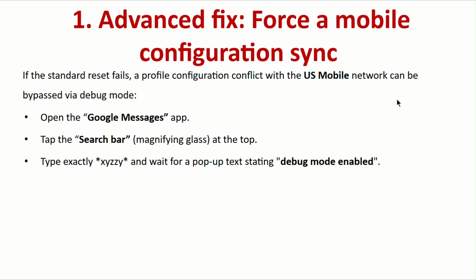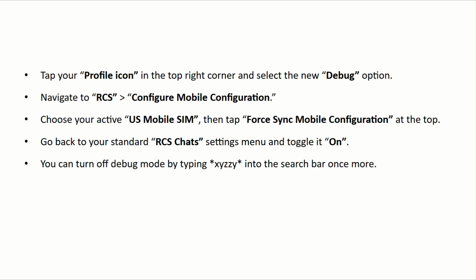First, advanced fix: force a mobile configuration sync. Open the Google Messages app, then tap the search bar magnifying glass at the top. Now type exactly star XYZZY star and wait for a pop-up text stating debug mode enabled. Now tap your profile icon in the top right corner and select the new debug option.